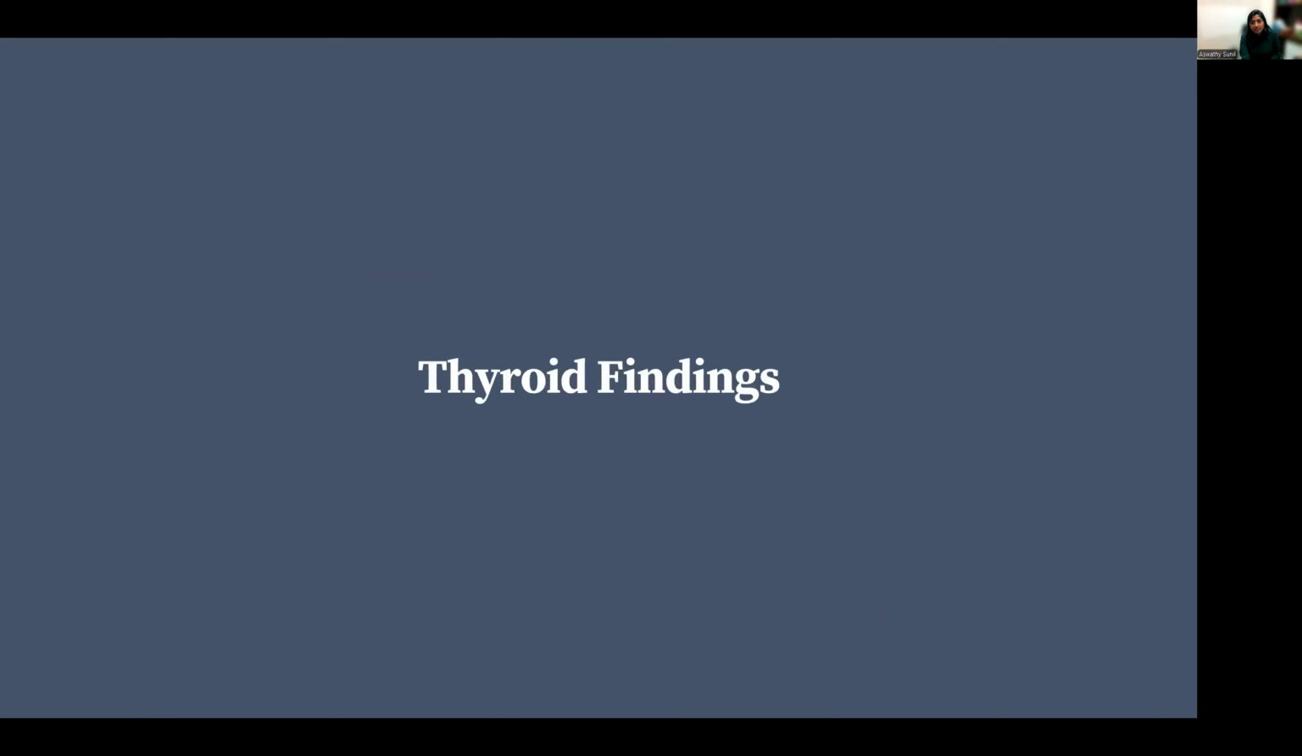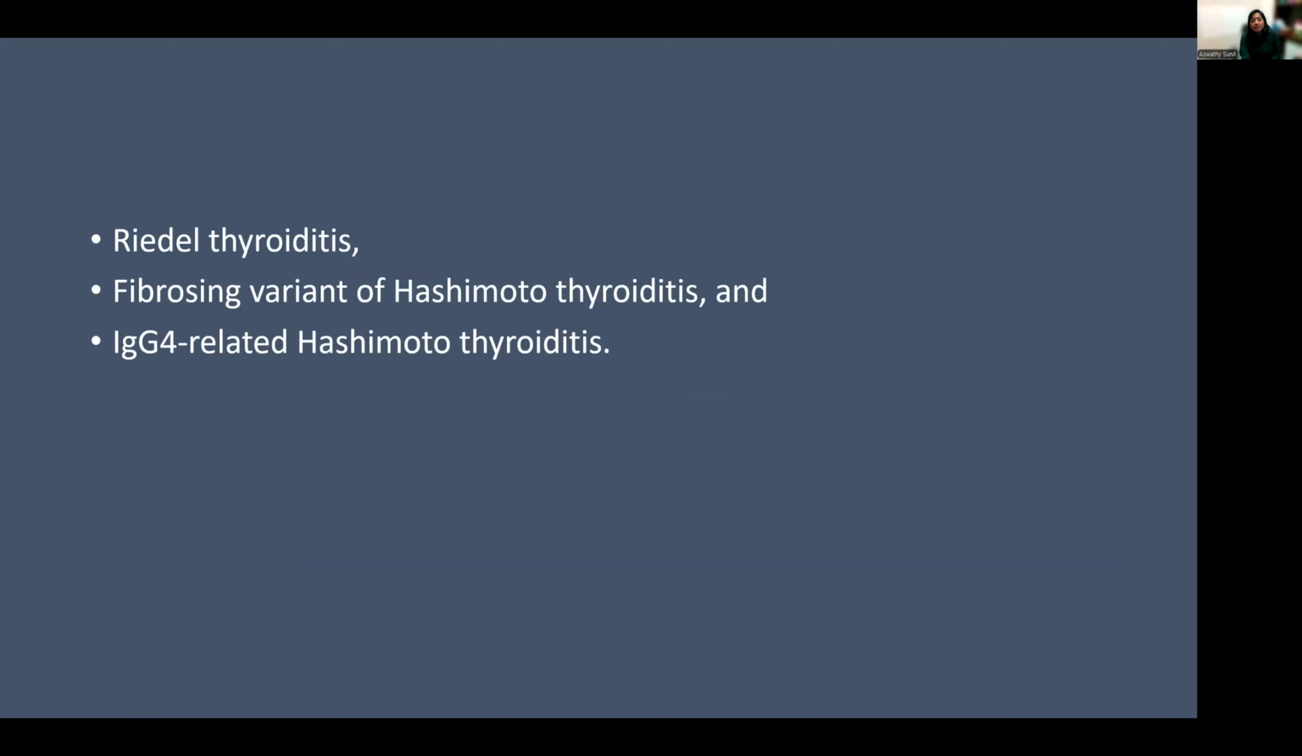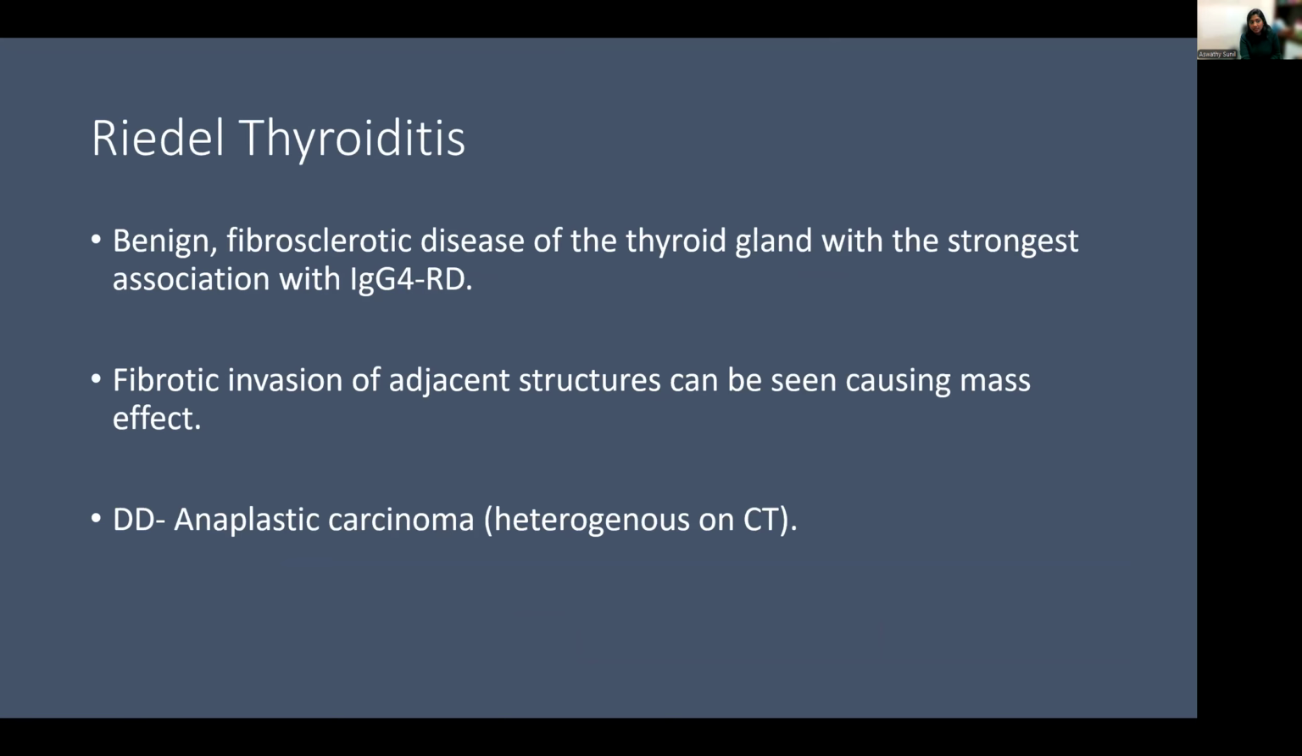Coming to thyroid findings, mainly 3 patterns are seen: Riedel thyroiditis, fibrous variant of Hashimoto thyroiditis, and IgG4-related Hashimoto thyroiditis. Riedel thyroiditis is a benign fibrosclerotic disease with the strongest association to IgG4-related disease. There can be fibrotic invasion of adjacent structures with mass effect, and the main differential diagnosis is anaplastic carcinoma.